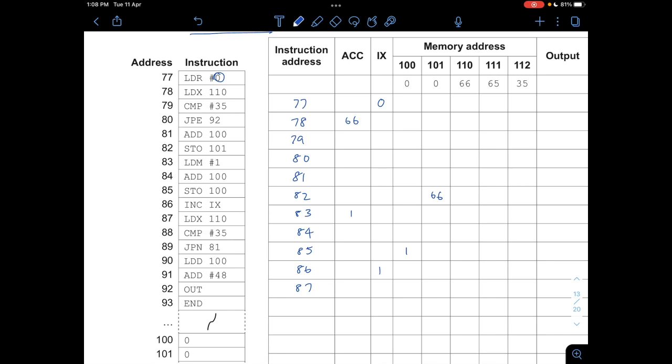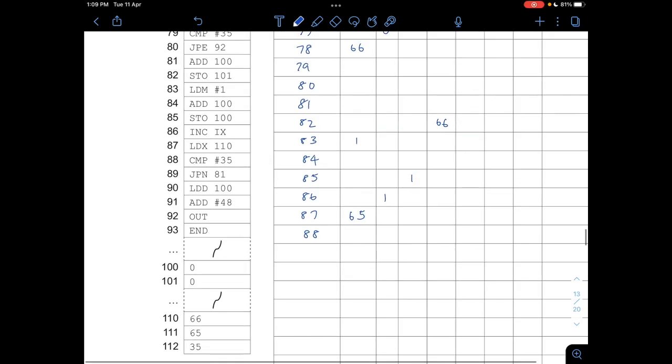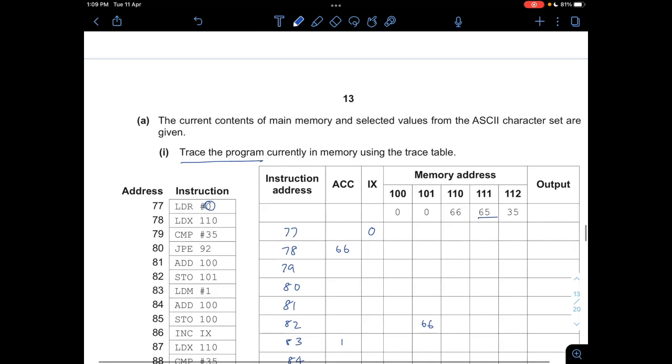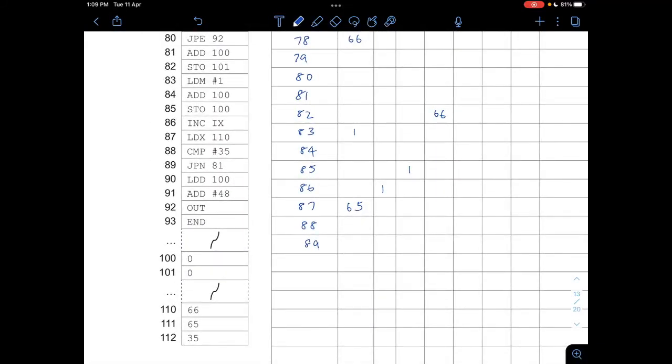Since this is the index register, we need to add it as well. So 110 plus 1, you get 111, and 111 here is 65, so we just put 65 into the accumulator. And then 88 would be to compare 35. Since it's still false, we can just ignore JP and 81. And then we just go to 89, which is basically JPN 81. So JPN is when it's false, so since it's false, we're going to jump to 81.